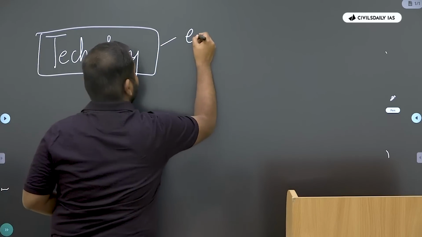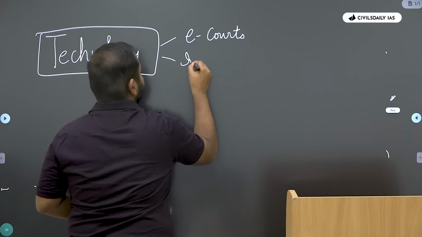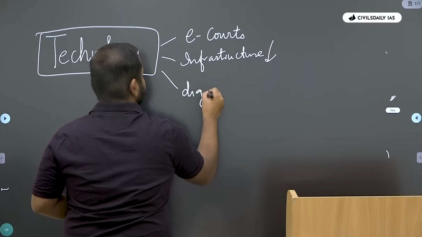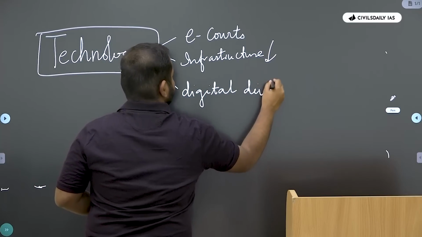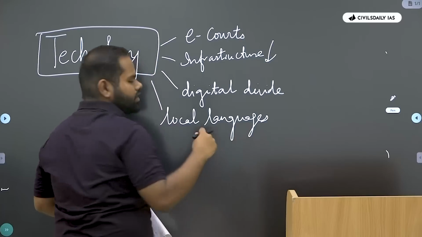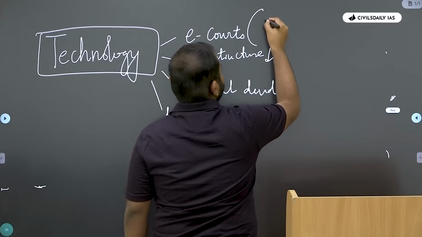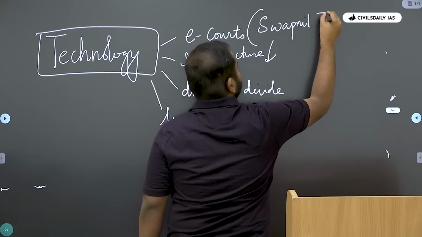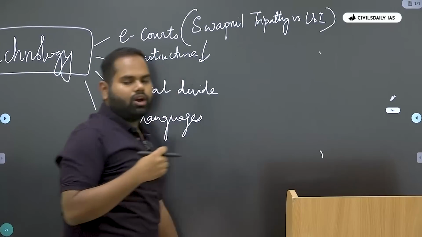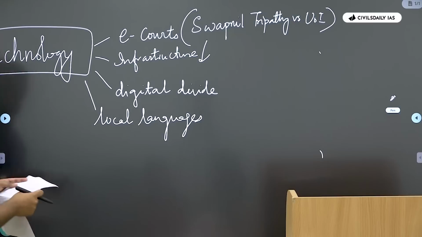Technology issues: lack of e-courts, although they are there, but it's not adequate. Infrastructure is low. Then we have the digital divide. Local languages are not represented in a lot of our technological websites and everything. That's also a gap. On e-courts, there's a famous case, Swapnil Tripathi versus Union of India, which talks about how e-courts and live streaming are very essential. So that's also one of the unique court judgments that you can keep in mind.